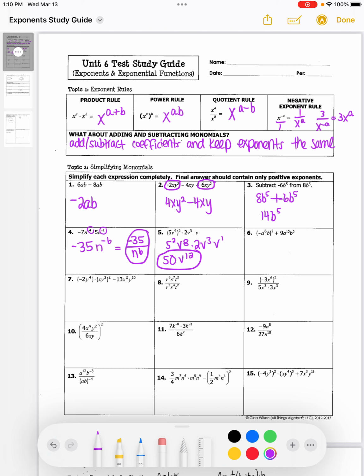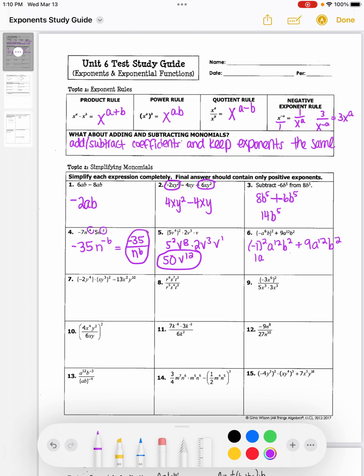Number 6, we have to square negative a to the 6th b. And in order to do that, first we have to understand we're going to be squaring that negative. Negative 1 squared, and then a to the 12th, b to the 2nd, plus 9a to the 12th, b to the 2nd. And negative 1 squared is really positive 1.